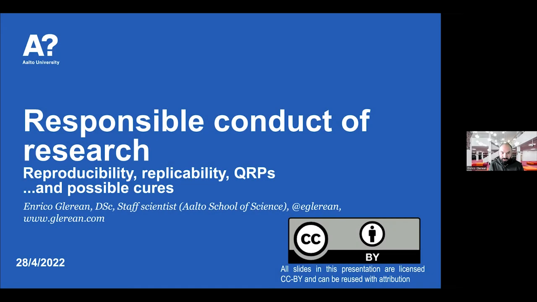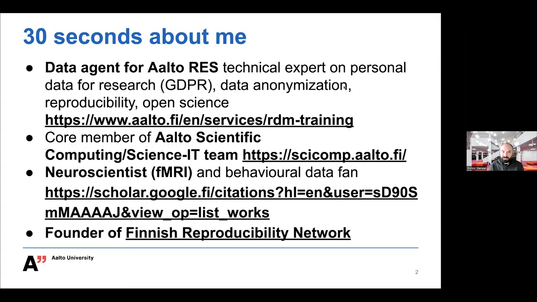So today we're going to talk about responsible conduct of research, and it's a bit of a mixed bag of topics that touches ethics and science, reproducibility, replicability, questionable research practices. This is the QRP that you see there. And of course, possible solutions, because it's good to identify problems, but it's also good to solve the issues.